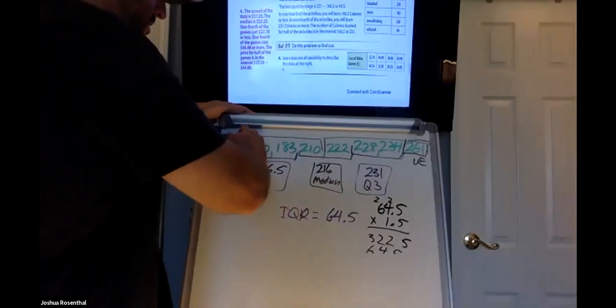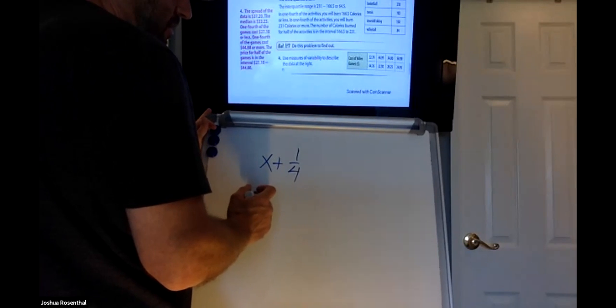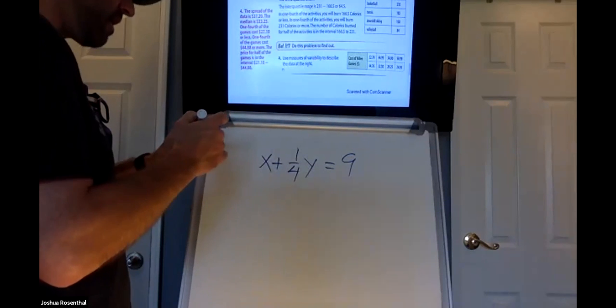Okay, so Mr. Wilson, I have a question. Yes. I'm doing the homework that I missed right now, and on some of the problems on page 428... Who is this talking to me? It's Tanya. Okay, go ahead, Tanya. So the problem is x plus 1/4 y equals 9. And what does it want you to do with that?